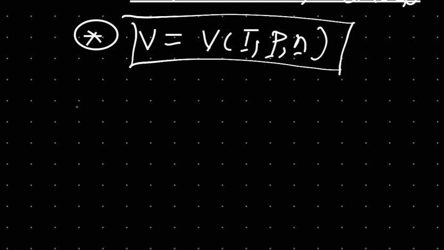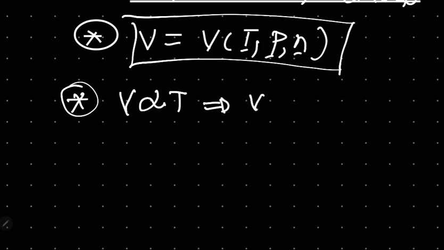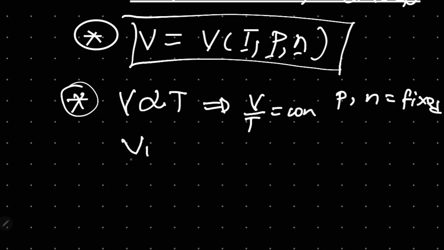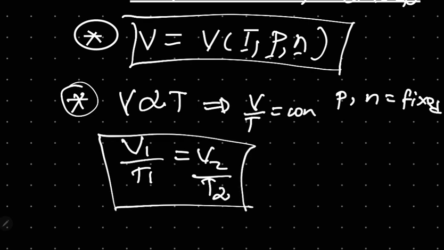these variables. According to Charles' law, the volume of a gas is directly proportional to the absolute temperature. The temperature must be in Kelvin. So, this means the volume divided by the temperature must be a constant, but the pressure and the number of mole are fixed, not changing. So you have the expression for Charles' law: V1 over T1 is equal to V2 over T2. So this is Charles' law in equation form.